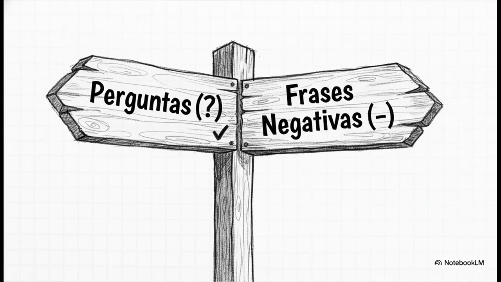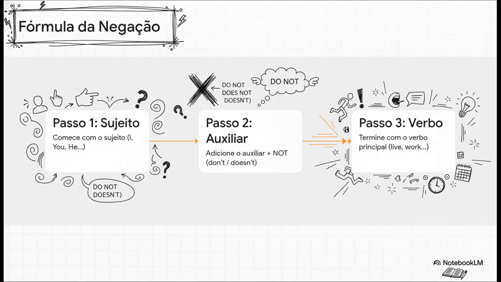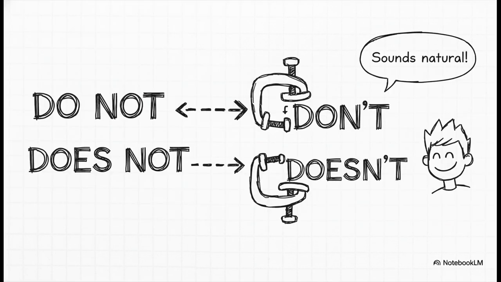Now let's tackle negative sentences. You'll see it's pretty much the same idea. The formula is always the same. First the subject, then the helper plus not, and then the main verb. Just a tip, people almost always use the short forms, so use don't and doesn't to sound more natural.